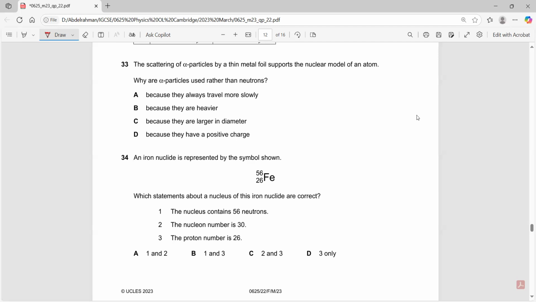The answer why we use alpha particles is because they have a positive charge, so they might be repelled or not. They will be repelled by the nucleus, right? And that's how he discovered that there is a nucleus, because due to this repulsion, he found out that there was something positive in the center of this atom, right?